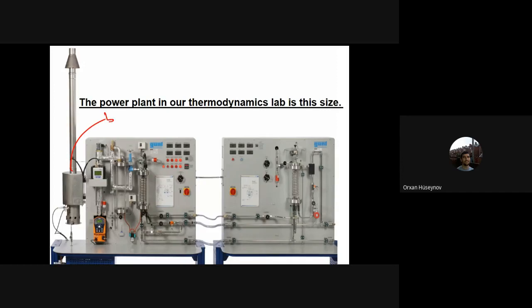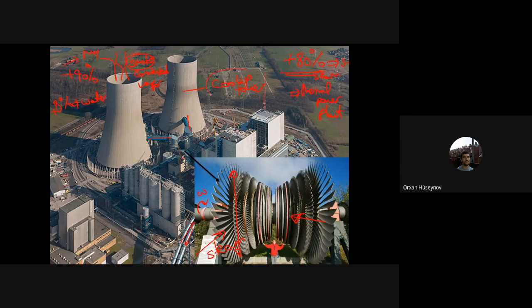This one is the boiler. Okay. And this one is the condenser. In real power plants, they don't use a condenser; they are using cooling towers. On YouTube, we can see videos explaining these systems. And also in thermodynamics, we will see how this system works.